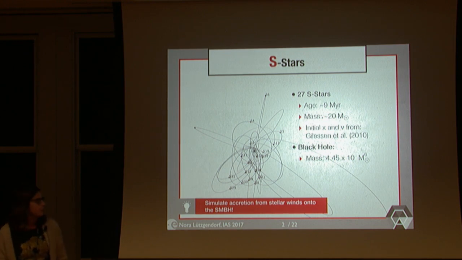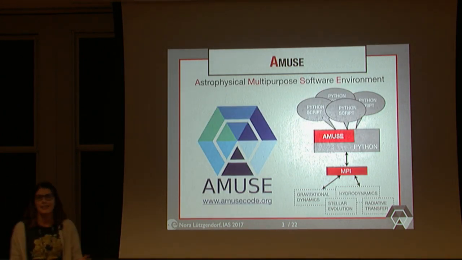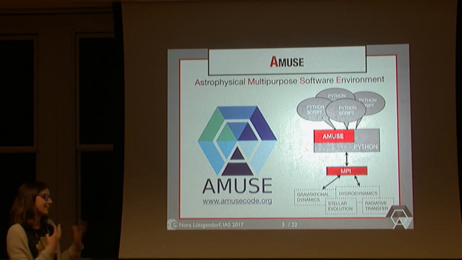So this is the setup we used. It's a very generic setup, and I'm coming to the choices we made there later. But yeah, that's how we started. And then, of course, if you want to simulate this, you need to combine a lot of physics. You need to combine gas and gravity and also stellar evolution.